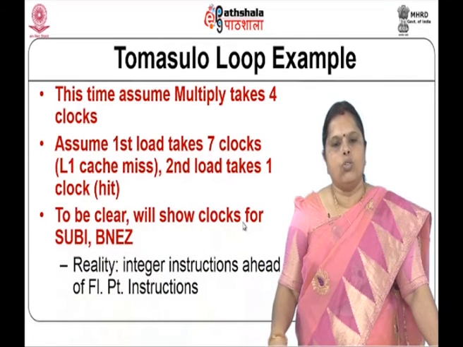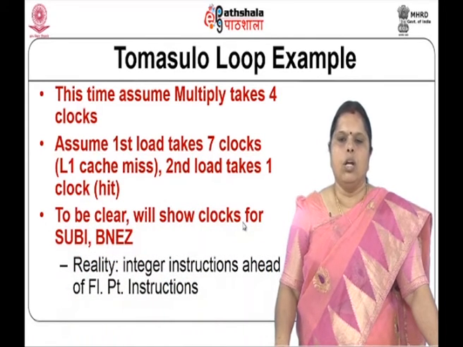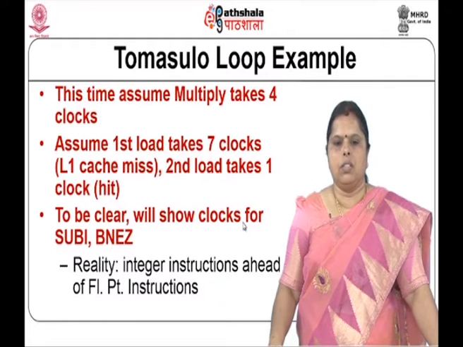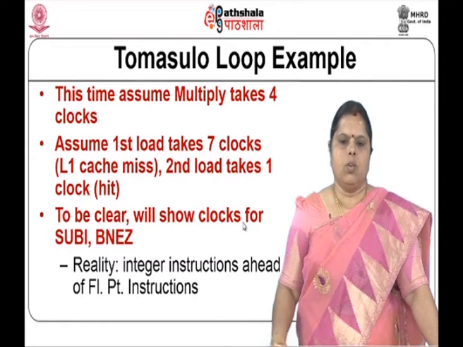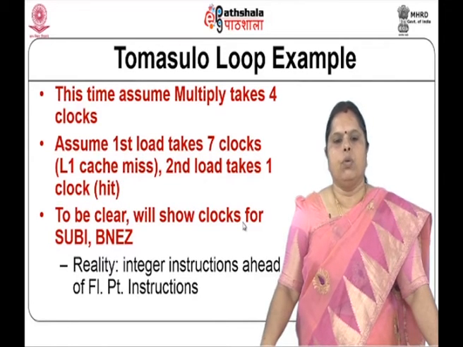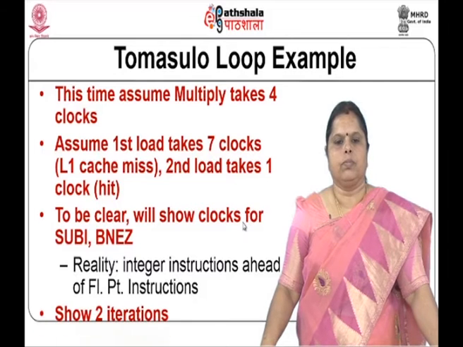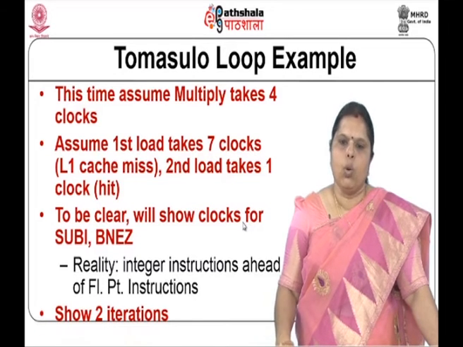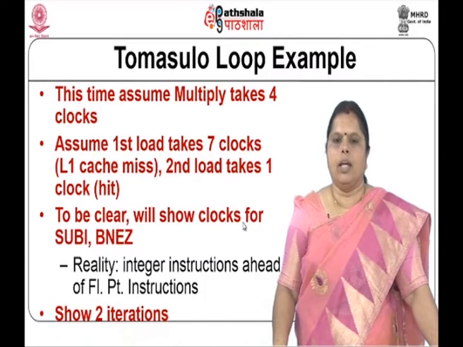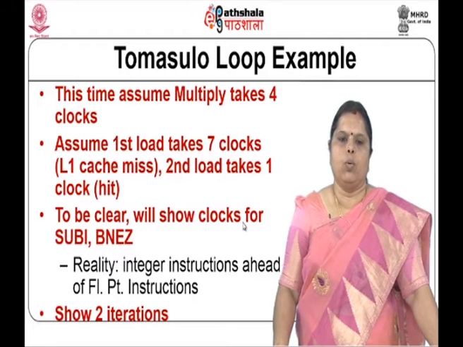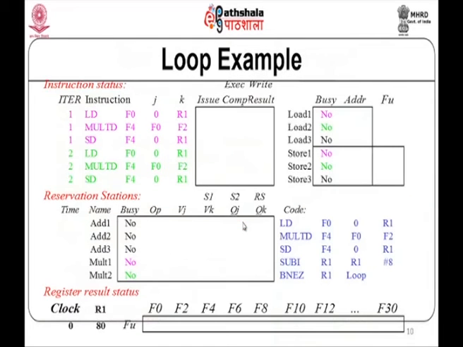And we will also show the clock cycles for the sub and branch instructions, even though they are integer instructions. But in reality, integer instructions just have a latency of 1, so they are ahead of the floating point instructions. And we will go through 2 iterations of the loop to get clarity on the concept of dynamic unrolling and branch prediction. So, these are the data structures that are maintained by Tomasulo's dynamic scheduler.